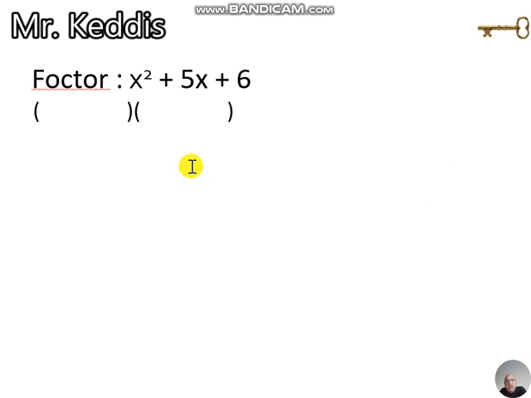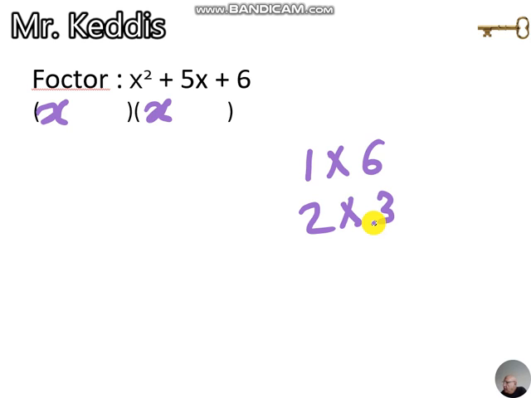We need to factor x squared plus 5x plus 6. X squared means first times first, so this is x times x. And the last term is 6. I'm supposed to factor it to 1 times 6 or 2 times 3. If I add 1 plus 6, I get 7. If I add 2 plus 3, I get 5. And this is the sum.